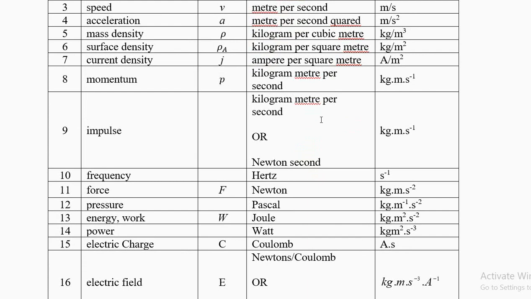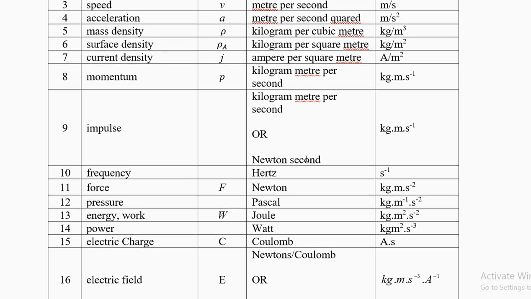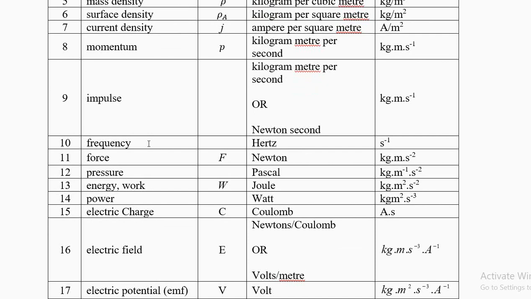You must have seen this in other physics courses. So it will be kilogram meter per second. You can also say Newton second. Impulse is a big force acting for a short time, or a small force for a long time. Force into time, big time or small time, the units are the same. So it is Newton second. Then frequency is beats per second, something like that. So it is second power minus 1.